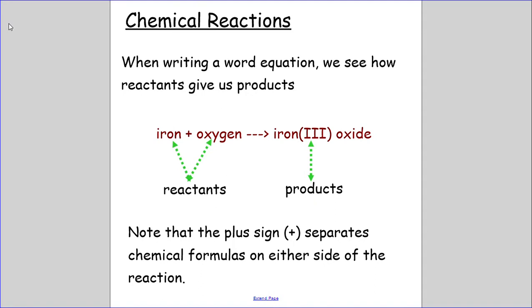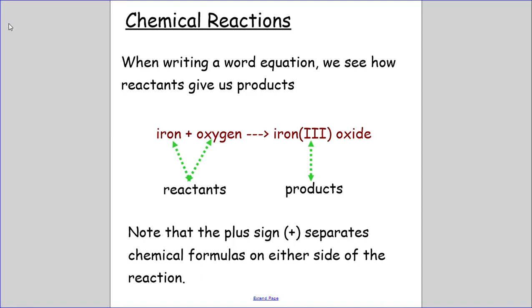When writing word equations out, we can get an idea of how reactants can make products. We have this arrow leading from one side to the other. We have iron added to oxygen, which gives us iron 3 oxide. Note that there's a plus sign which separates the chemical formulas, and that would happen on either side of the reaction. In this case, the product side has only one formula, so there's no need for a plus sign. Basically, things that separate compounds are plus signs and arrows.